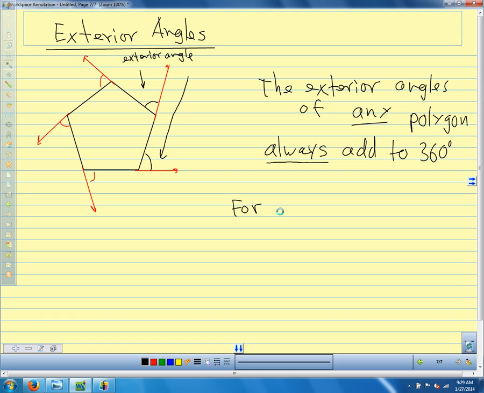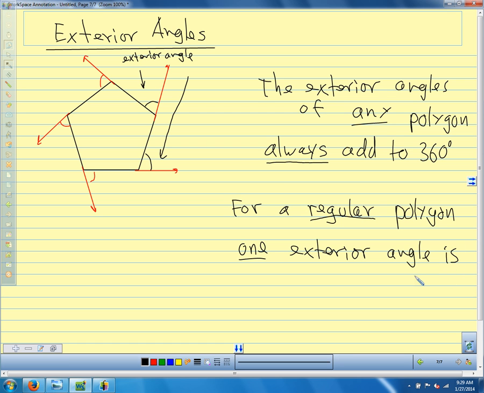And for a regular polygon, what did we say regular meant when we're talking about a polygon? All sides and angles are the same. For a regular polygon, one exterior angle, what do we do with our total to get one? The total is 360. Divide by the number of sides, where n is our number of sides.